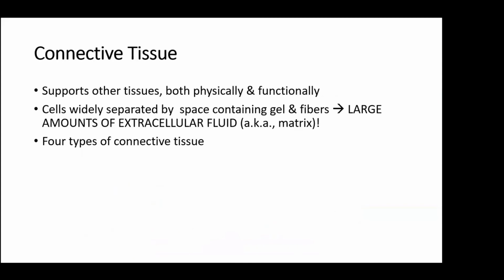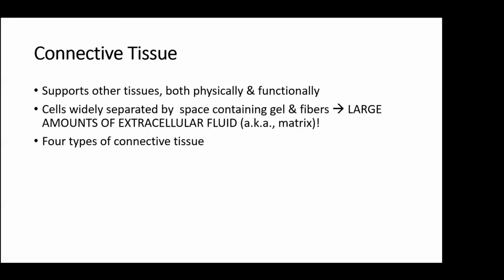Our final type of tissue is connective tissue. This is going to have subparts as well. But connective tissue is united by the fact that it supports other tissues, but also, if you're looking at connective tissue, what you're going to see is a couple of cells widely separated. So they're going to be in a big space, but you're only going to see some cell bodies.